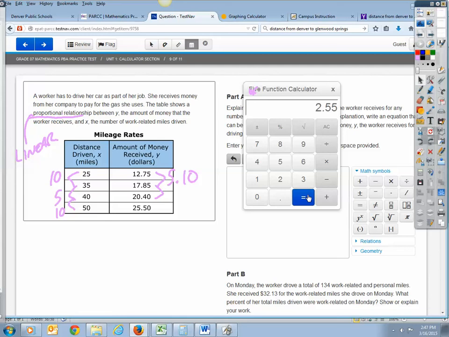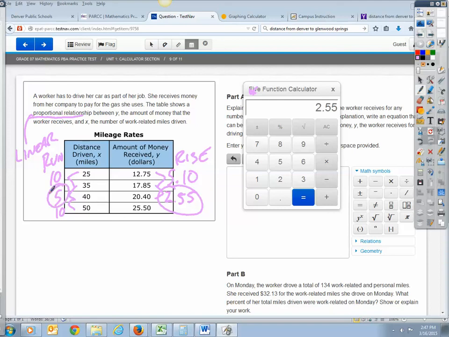But we know that this is our rise, and we know that this is our run. Therefore, our slope is going to be our rise divided by our run. So I'm going to find my slope here. I'm going to say 2.55 divided by 5. And so that means that the worker gets 51 cents per mile.